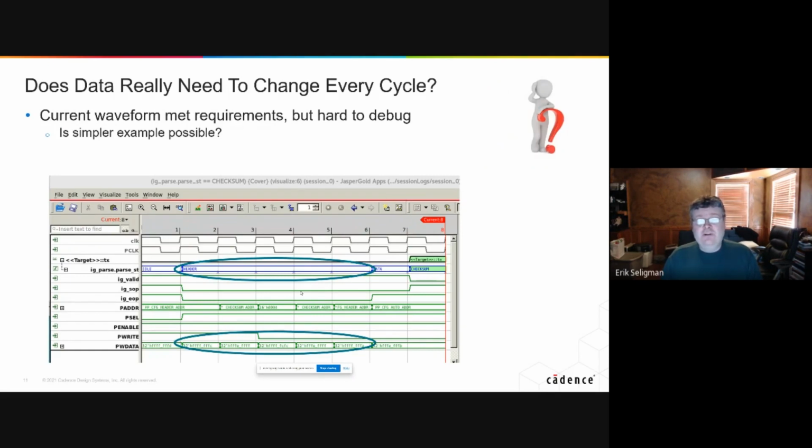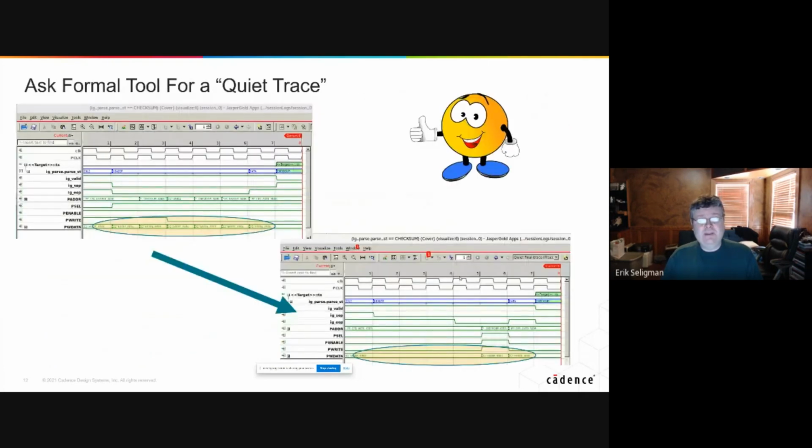One question that you often ask when you're debugging waveforms is, is there a simpler way to do this? We might notice that we met all the requirements we gave so far, but the data is changing every cycle. Is it really expected that your data has to change every cycle during a 5-cycle header in order to progress the transaction? Well, you can ask that question and tell the tool, okay, this example is great, but I want a simpler one. In the Jasper tool, we call that requesting a quiet trace. The tool thinks for a little while, again looking at the space of possible behaviors, and comes back a little later and says, here's a quiet trace for it.